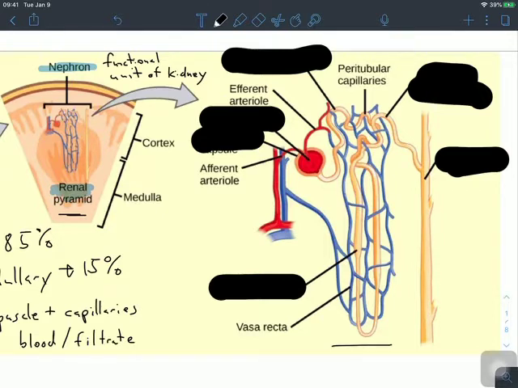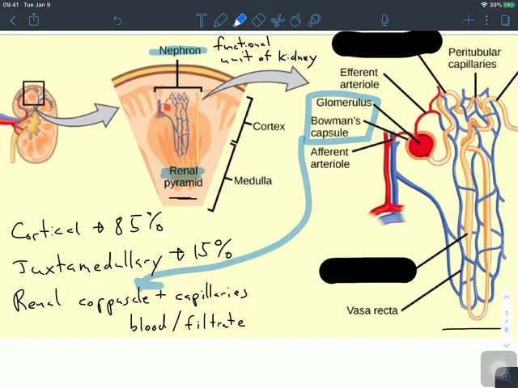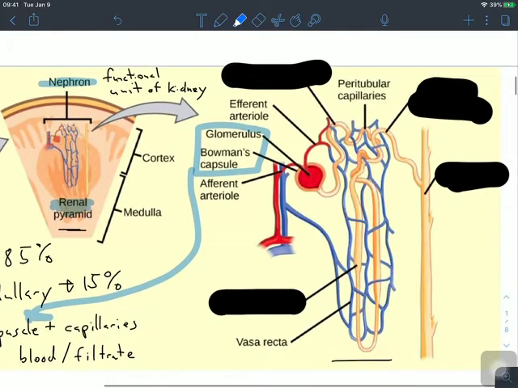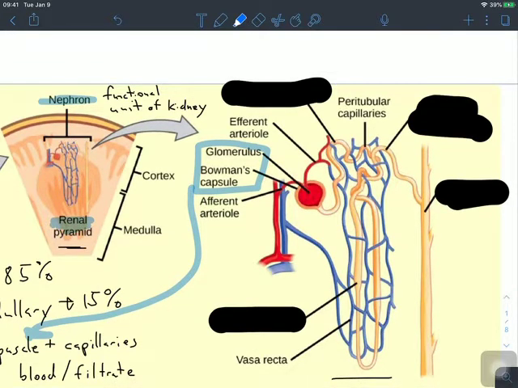The idea is that there is a bag, the glomerulus, and a Bowman's capsule, these two making up your renal corpuscle, wherein blood will flow in from the afferent arteriole and out through the efferent arteriole. So afferent bring in, efferent bring out.